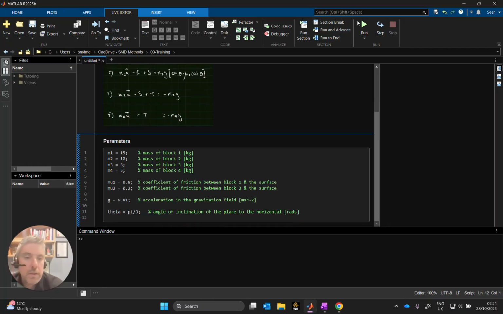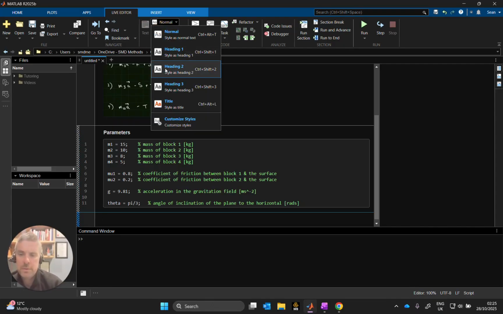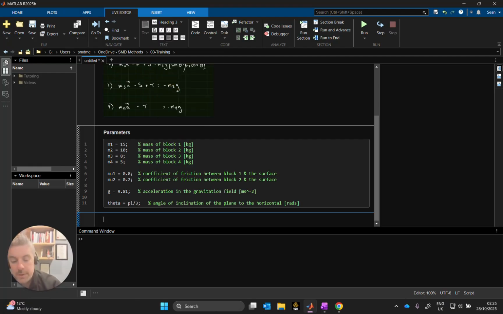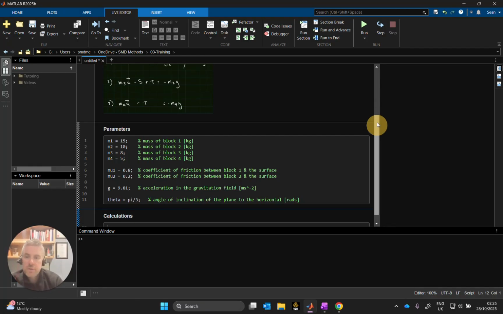So let's put in a section break in here. Let's go back into text and let's give this here. I believe this was a hidden 3. I think this one. Hidden 3. Let's just do our calculations here. Right, let's go back into code. So what we'd like to do here now is set up, effectively model these equations up here.